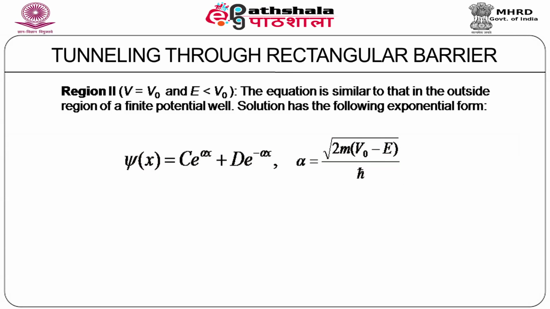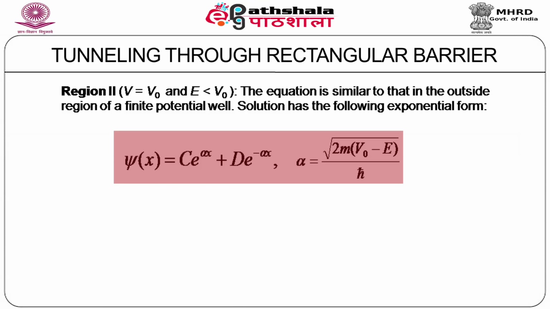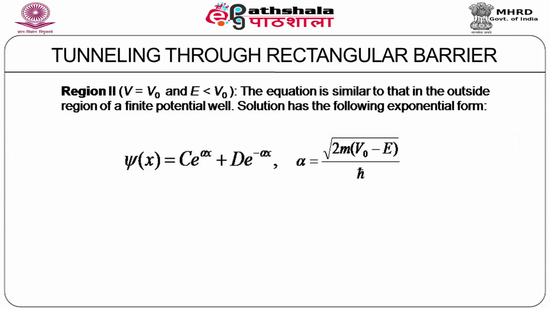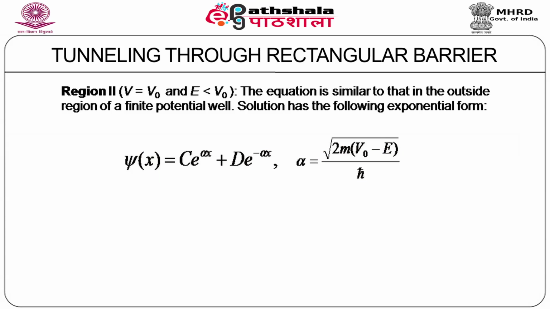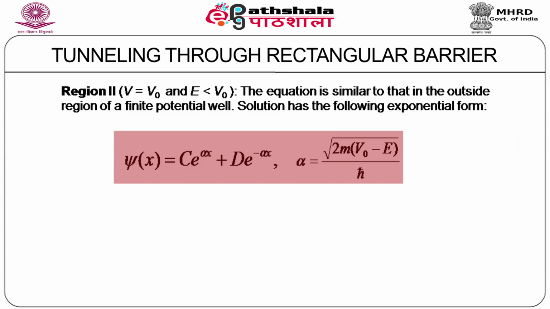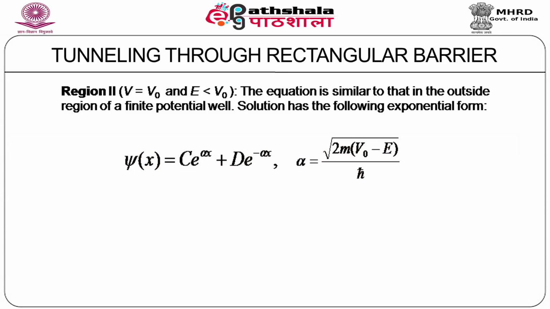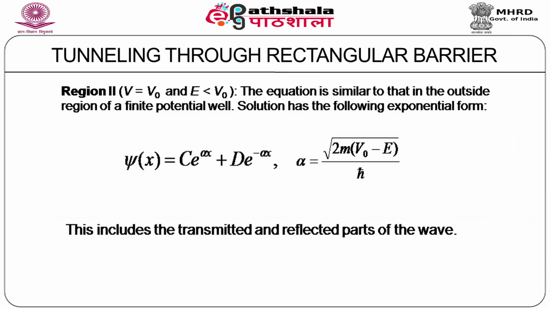The solution has the following exponential form, that is psi x is equal to C e to the power alpha x plus D e to the power minus alpha x. So the first one was a periodic solution in region 1, and in the second region it is the exponential solution, which is also reflected in the figure which you just saw. In region 2, this includes the transmitted and the reflected parts of the wave, C and D.